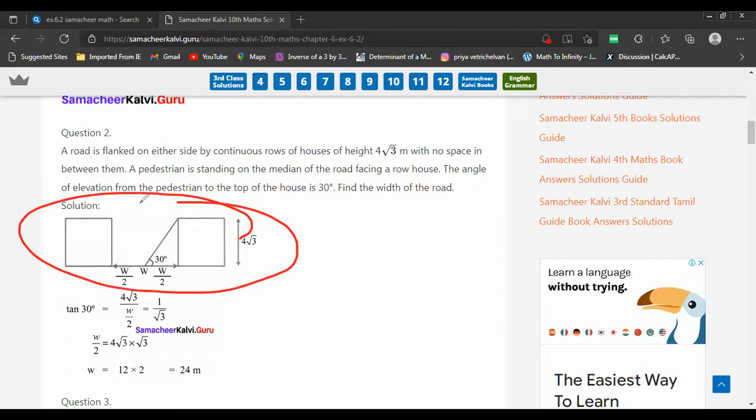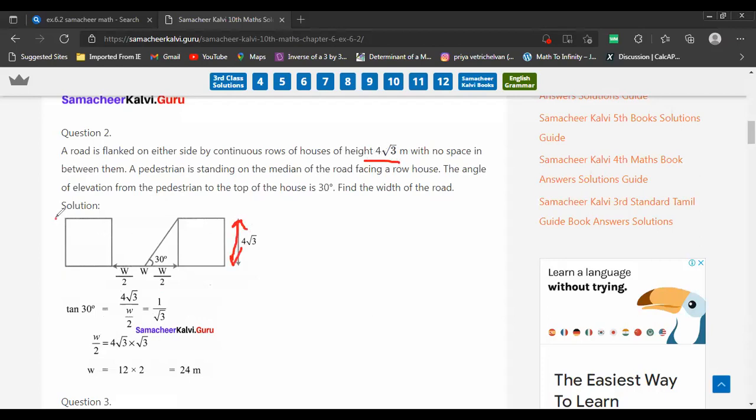So they gave a diagram on this. So they're saying that you do have continuous rows of houses and height is 4 root 3. So for this house, it is 4 root 3 meter and for this house also it is 4 root 3 meter. And they're saying there is no space between the houses. This diagram represents either side of the houses.